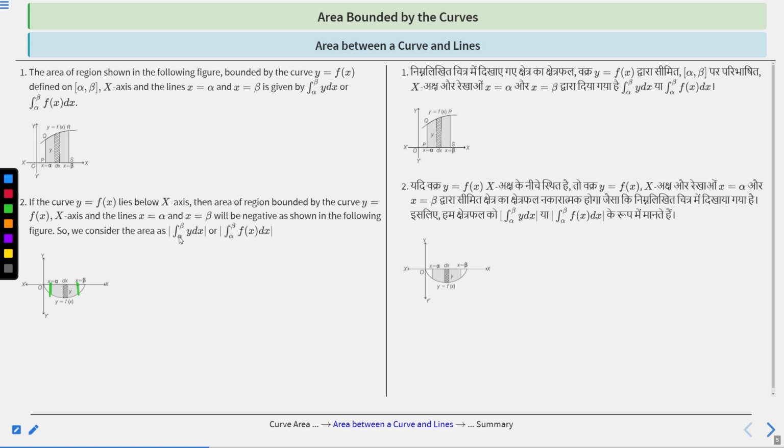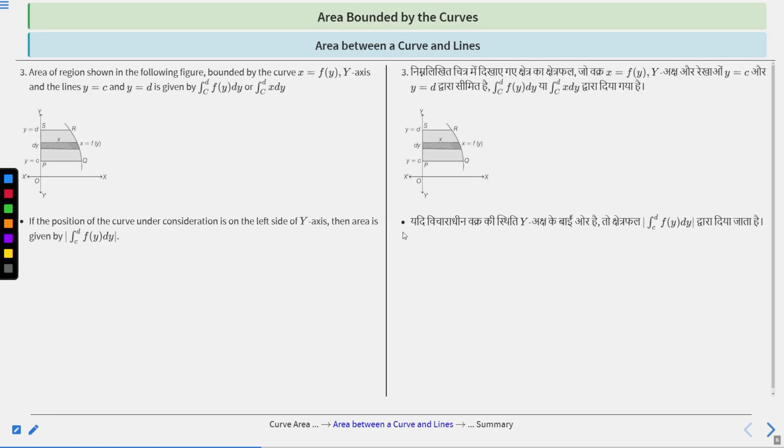So we consider the magnitude of the integration of alpha to beta y dx, or the magnitude of the integration of alpha to beta f(x) dx. Got it? In this way, we can easily calculate the area between the curve and the axis, whether it is above the x-axis or below the x-axis. Got it? Now next, area between a curve and a line.